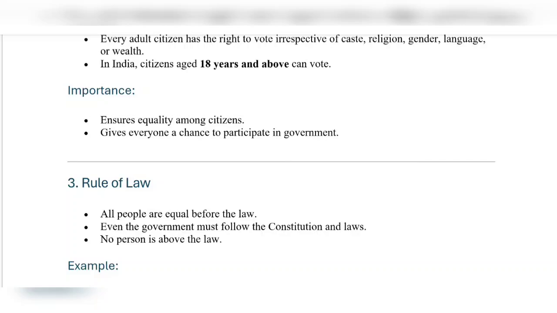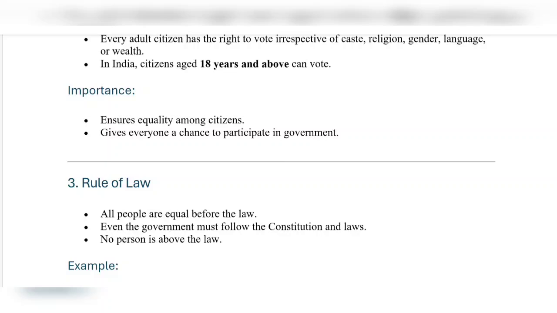So they all are equal in a democratic system. When we talk about voting rights, everybody has an equal right, and everybody's vote has equal value. It's not that if the president gives a vote it will be of value 1, and if a common person gives a vote it will be half the value. It's not like that. So it ensures equality among citizens and gives everyone a chance to participate in the government.